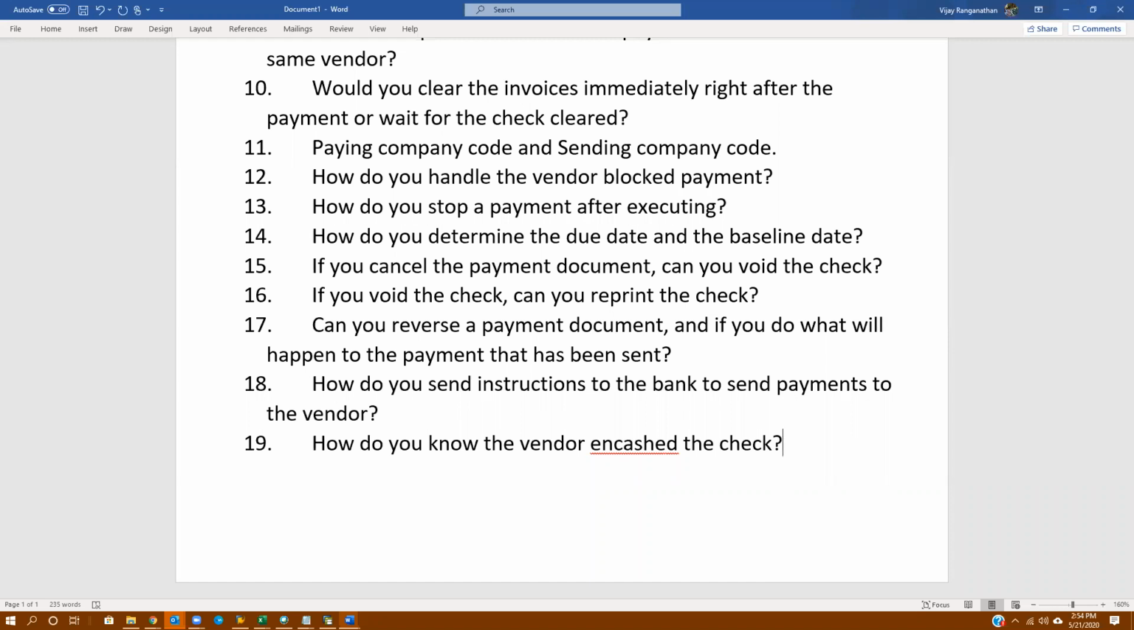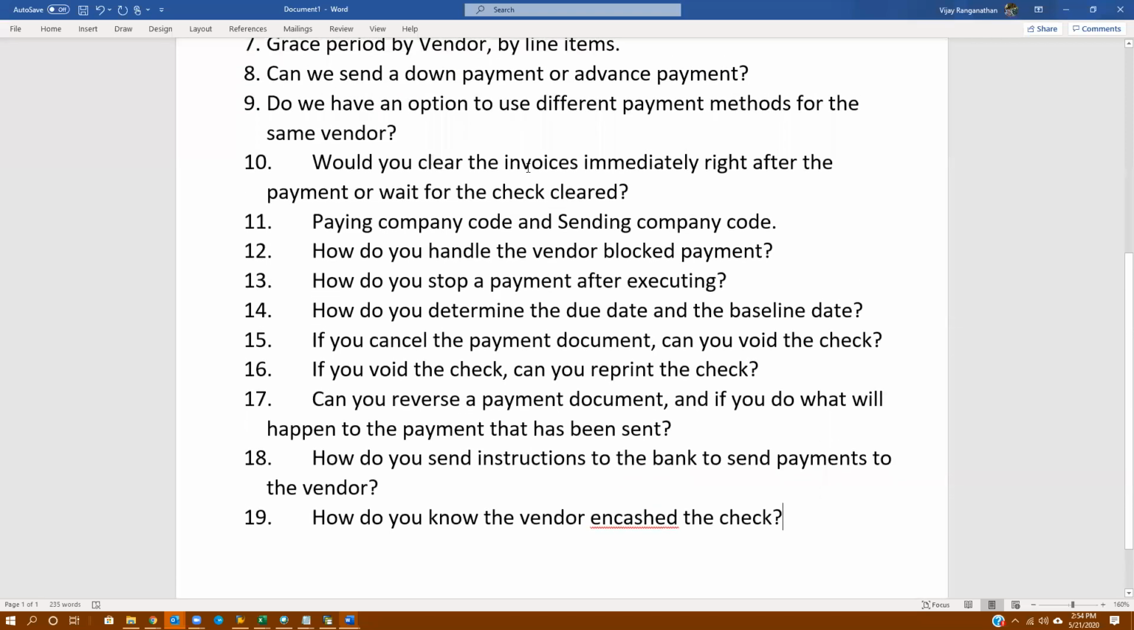Wait. You pay to clear the payables, right? It will come as paid status and it will be out from the payable status. So when you execute a payment, you clear the payables. That's one of the questions you'll ask: would you clear the invoices immediately right after the payment or wait for the check to be cleared? But in most situations, you don't wait for the check to be cleared.